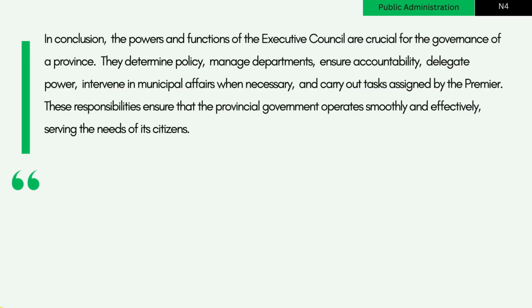In conclusion, the powers and functions of the Executive Council are crucial for the governance of a province. They determine policy, manage departments, ensure accountability, delegate power, intervene in municipal affairs when necessary, and carry out tasks assigned by the Premier. These responsibilities ensure that the provincial government operates smoothly and effectively, serving the needs of its citizens.